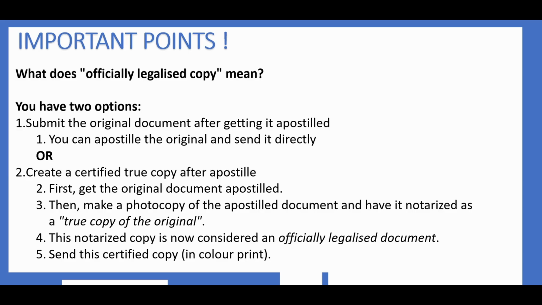If you're an Indian, the process is that you first get your degree certificate or transcript apostilled. Once you have received the apostille, which is on your original document, it's going to be a stamp and a couple of seals. Once that's done, take a copy of your original document that was apostilled and get the copy notarized. So once the copy is notarized, you're going to have a seal that says true copy of the original. So that now is your officially legalized copy.